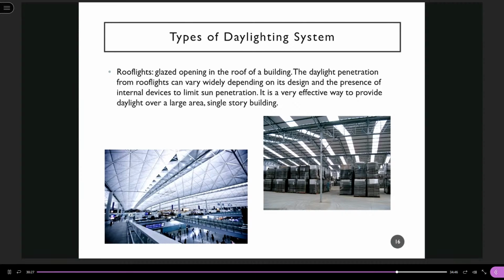For a large area like this storage factory, there is no artificial light. They are all skylights. For a large area, if there is only one story, on the roof we can open some holes to be skylights so that you don't need artificial lighting at all in the daytime.